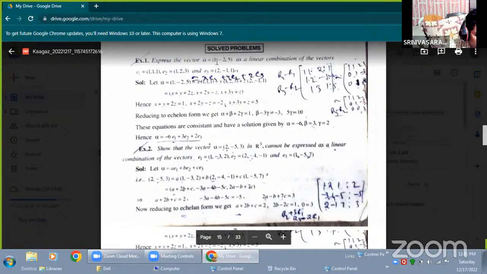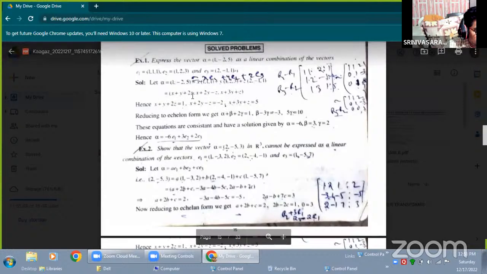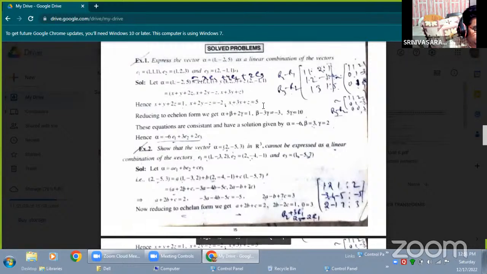Now arrange the first coordinates of the elements: this is x plus y plus 2z. The second coordinate is x plus 2y minus z. The third coordinate is x plus 3y plus z. Equating both sides, we get x plus y plus 2z equal to 1, x plus 2y minus z equal to minus 2, x plus 3y plus z equal to 5.